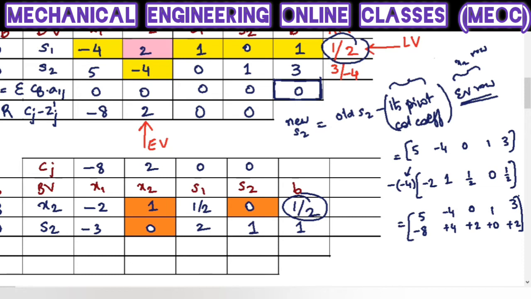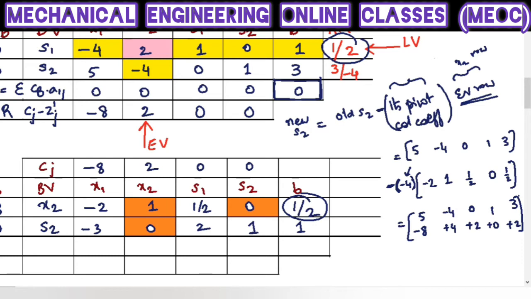So old S2 is this: 5, minus 4, 0, 1, 3. Minus of its pivot column coefficient, this minus 4, multiplied by the entering variable row. The entering variable row is this x2 row: minus 2, 1, half, 0, half. And now solve this. Corresponding elements must be added.